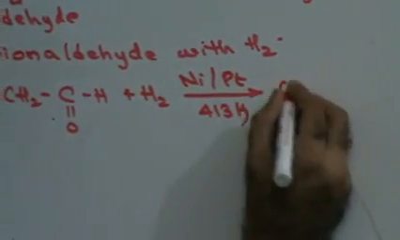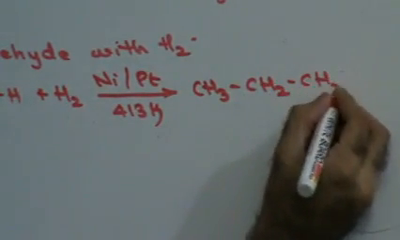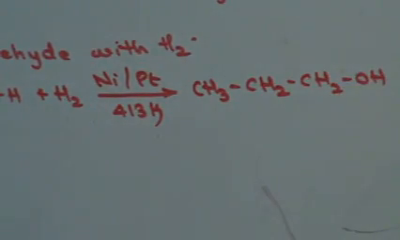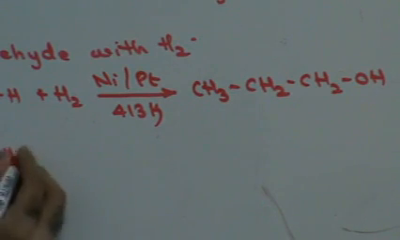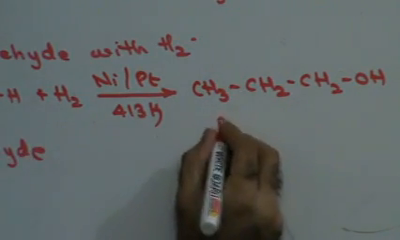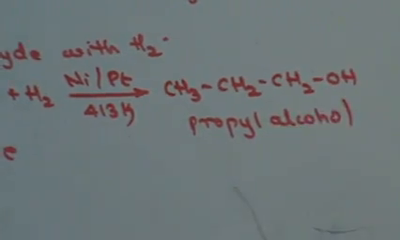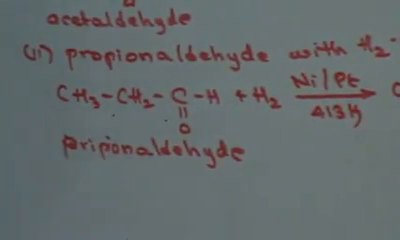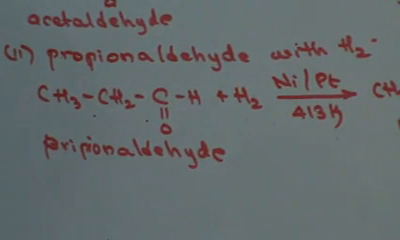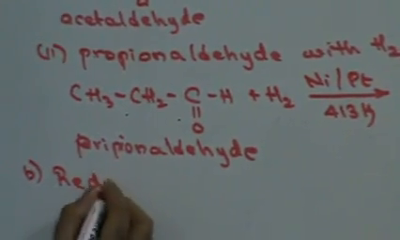You will get CH3CH2CH2OH. This is propanaldehyde and this has three carbon atoms, therefore propyl, OH, therefore alcohol. So you will get propyl alcohol. This first method was by catalytic hydrogenation. Next, I can also prepare alcohols by reduction of ketones.